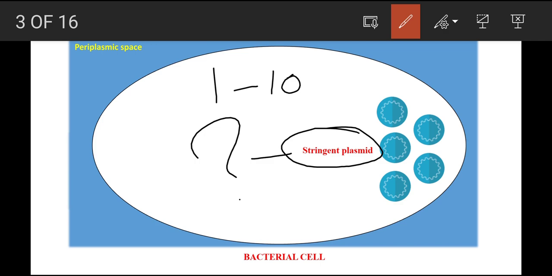As we all know, plasmids are extrachromosomal DNA, they replicate on their own, right? Everything goes on, but the replication as well as the number of copies existing within the cytoplasm is 1 to 10 copies. If the number is limited, or if the number is less than 10 copies per cell, then that kind of plasmid is said to be a stringent plasmid.